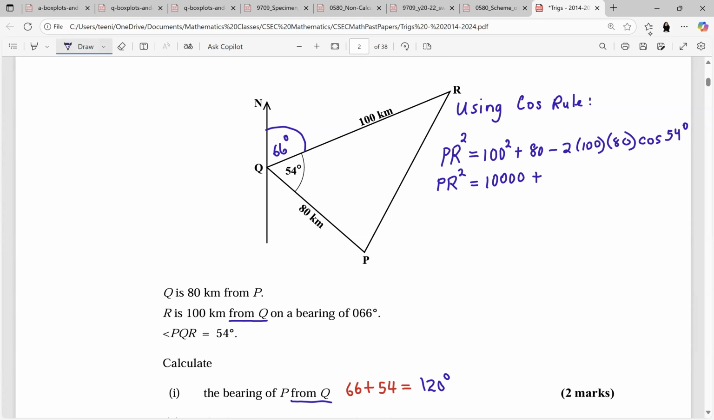No, 80 squared is 6,400. Right. And then minus 2 times 100 times 80. Wait, repeat that. This part, we're working out this part now: 2 times 100 times 80.